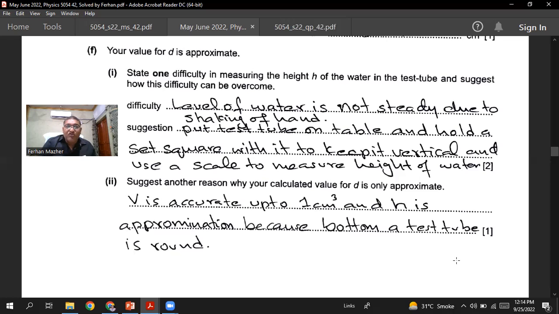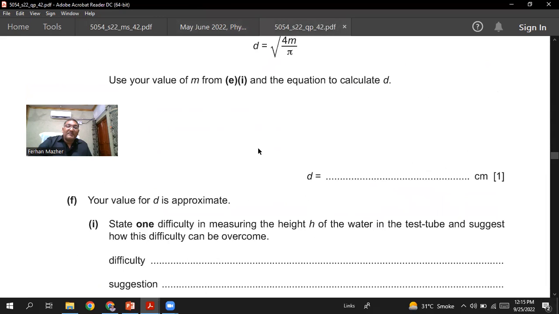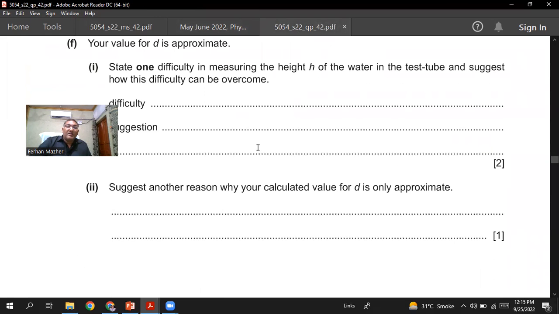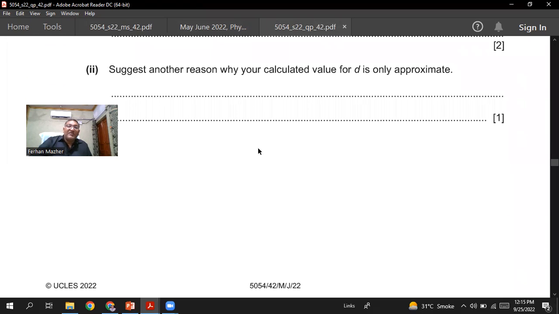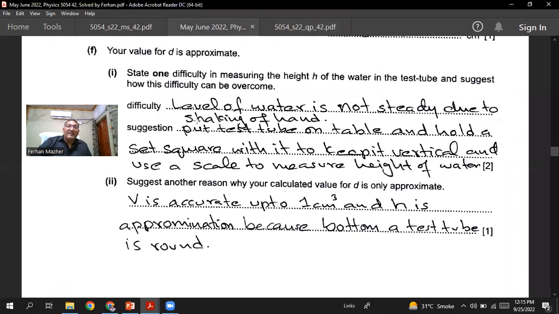By use of the set square, you have to make sure that the test tube is perfectly vertical. And the scale which you put with the test tube should also be vertical. So you can use set squares to check if they are vertical or not. Then the question suggests another reason why your calculated value for D is only an approximate.